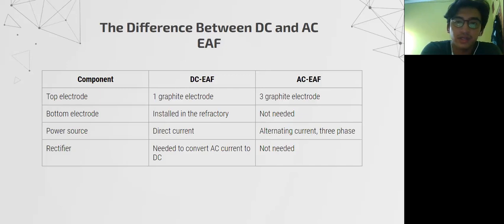Okay, this is the difference between DC and AC electric arc furnaces. First, the top electrode component: the DC electric arc furnace has one graphite electrode, and the AC electric arc furnace has three graphite electrodes. And the bottom electrode: the DC EAF has it installed in the refractory, and the AC electric arc furnace does not need it. And the power source: the DC electric arc furnace uses direct current, and the AC electric arc furnace uses alternating current, three-phase. And the rectifier: the DC electric arc furnace needs one to convert AC current to DC current, and the AC electric arc furnace does not need it.